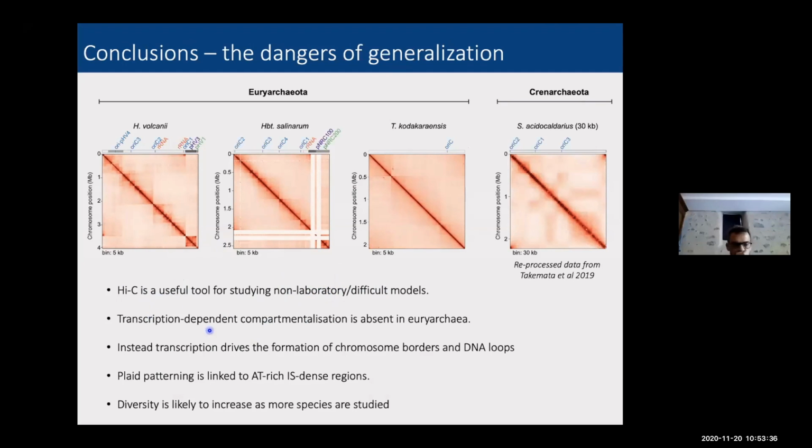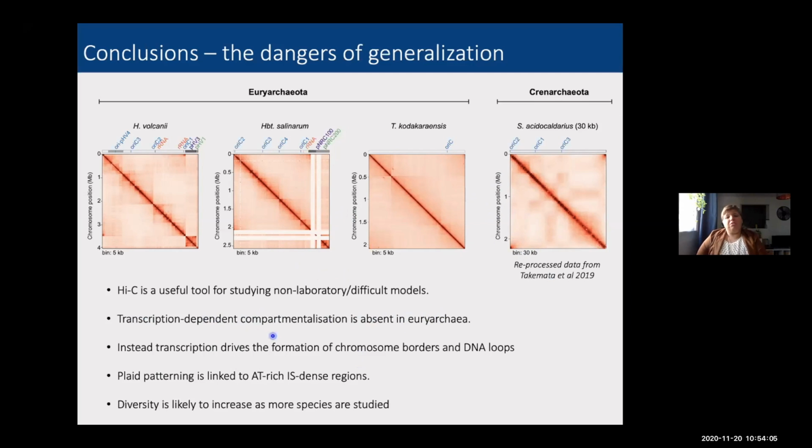But what it's shown, because we've been able to use it to look at 3 different Euryarchaeal genomes, and this is the Sulfolobus, but we've reprocessed it using the same method so we can compare between the two, is that it's kind of dangerous to always make generalizations, especially when you've only looked at one model of an entire domain. And so we don't see transcription-dependent compartmentalization in the Euryarchaea, and obviously it's been seen in the Crenarchaea.